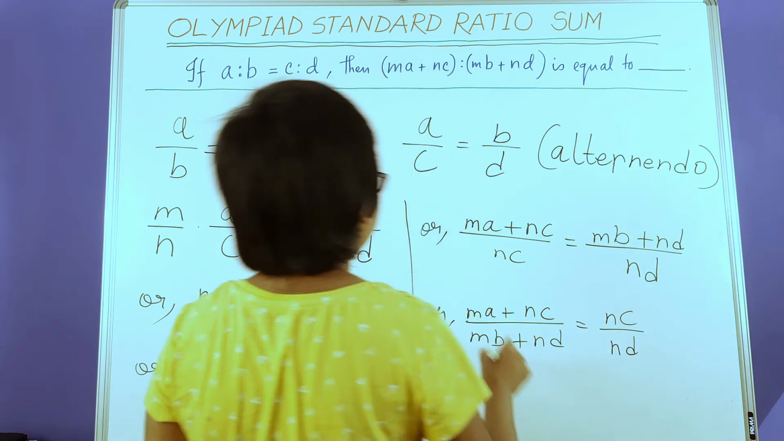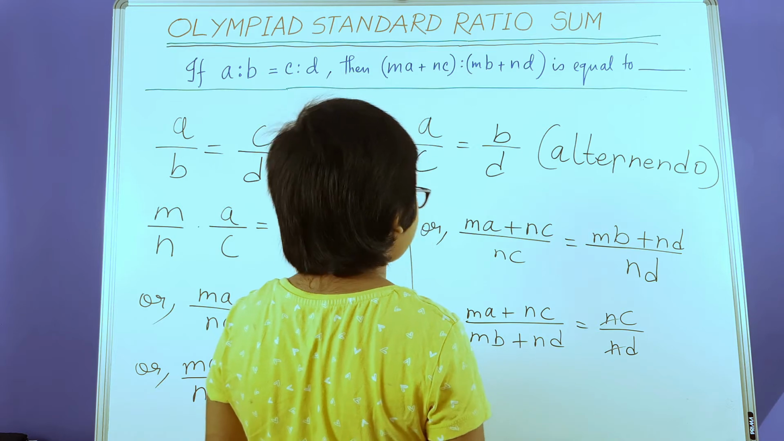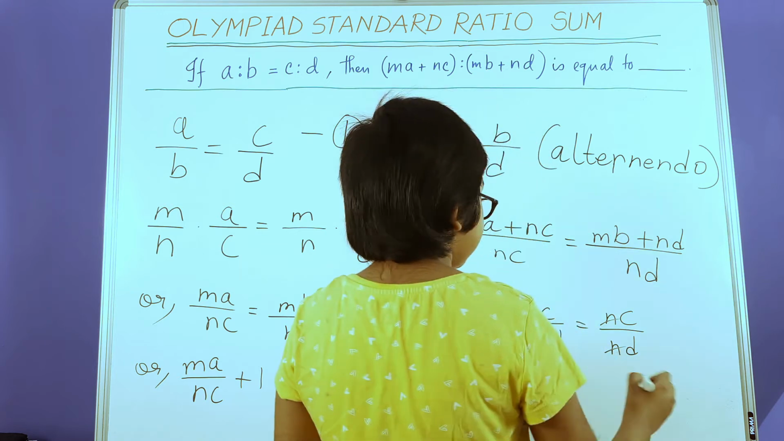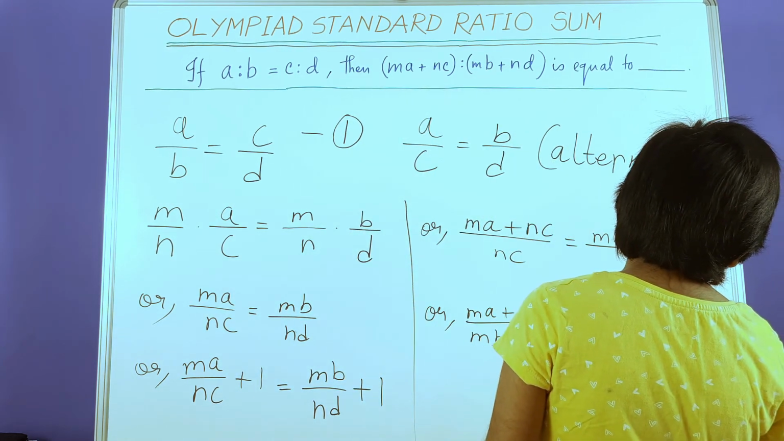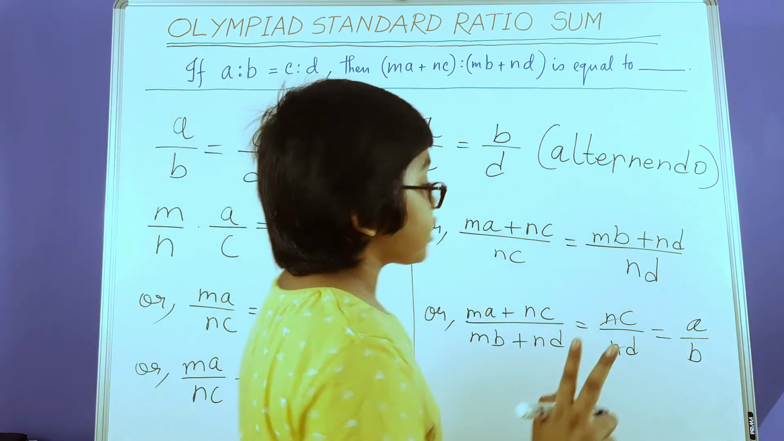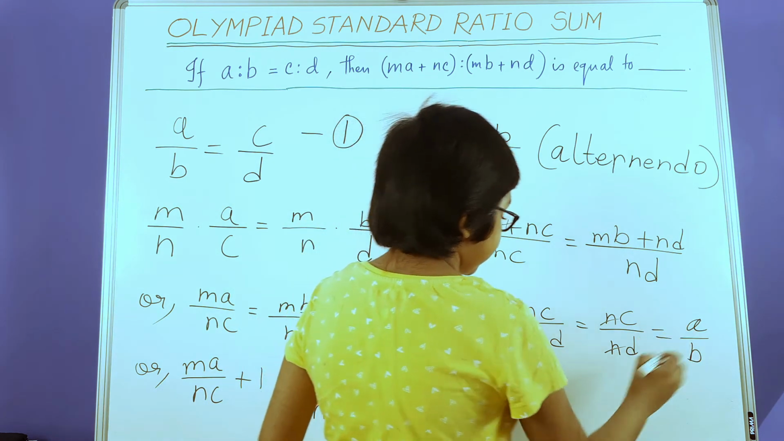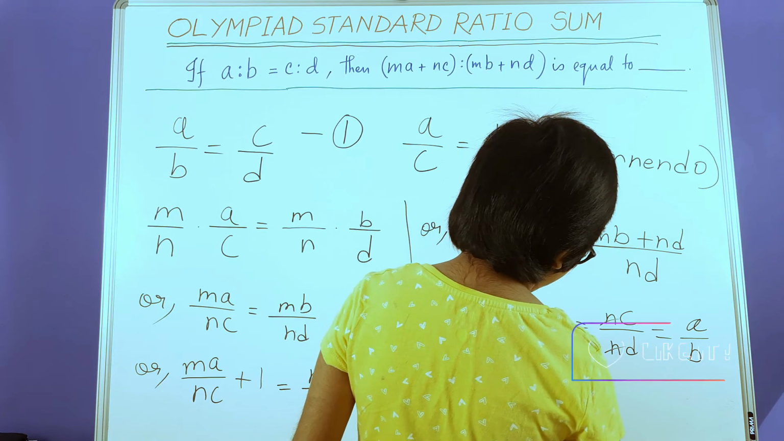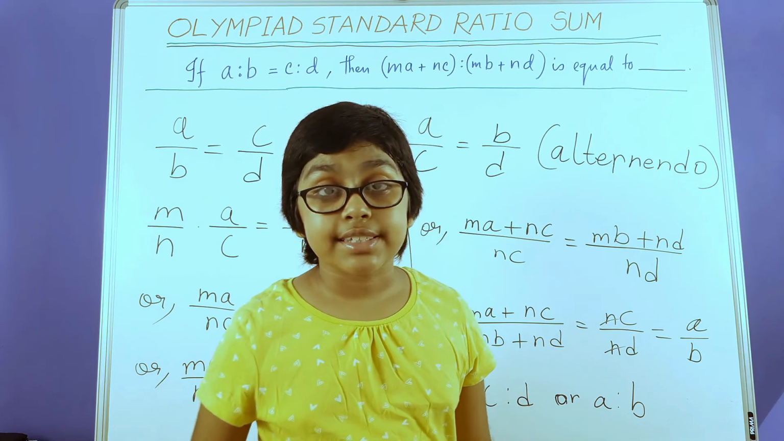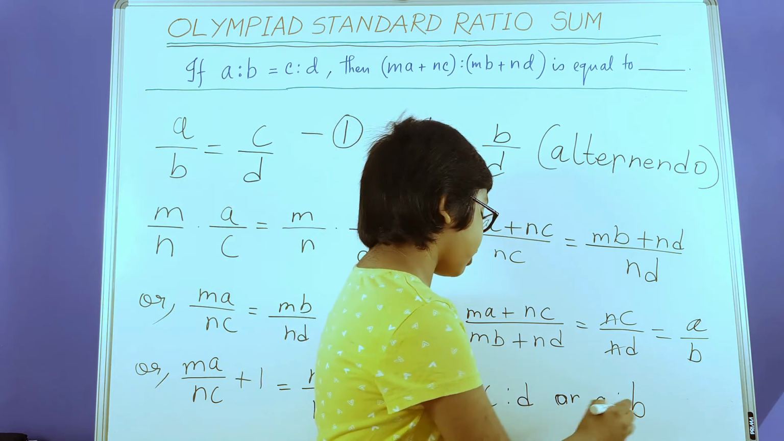Yes. Here we have reached our desired ratio, and here N and N get cancelled, leaving behind C by D, or the ratio C is to D. C is to D is also equal to the ratio A is to B, or A by B. Hence, this ratio can be expressed in two forms, that is C is to D or A is to B. Means any of the two answers, C is to D or A is to B, are correct. It's according to the question. It depends on you which one you want to write, but these two are correct.